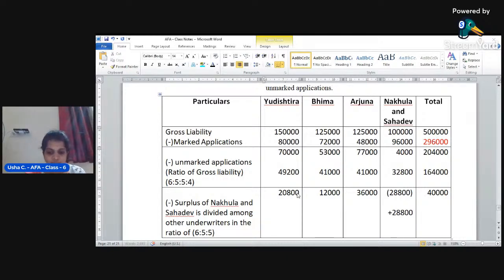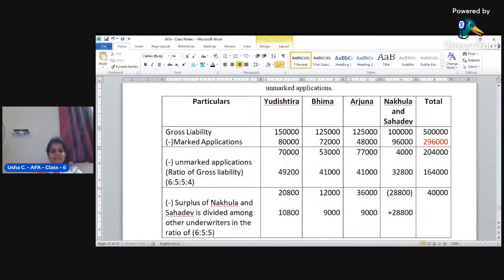28,800 into 6 divided by, total is how much? 6 plus 5 plus 5, it is 16, divided by 16. I'll repeat again. 28,800 into 6 divided by 16 is 10,800. Then again 28,800 into 5 divided by 16 is 9,000. Then 28,800 into 5 divided by 16 is again 9,000.